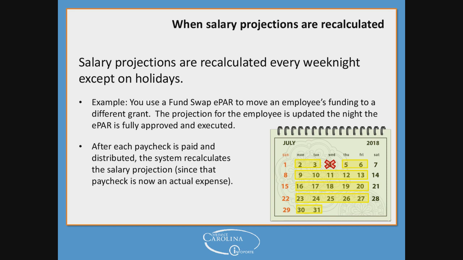So the calendar here highlights the days in July that the salary projections will calculate. You notice there's an X over the 4th. That's because it's July 4th, which is a holiday. So projections will be recalculated on Tuesday the 3rd and then again on Thursday the 5th, but they wouldn't be on that weeknight. All right.